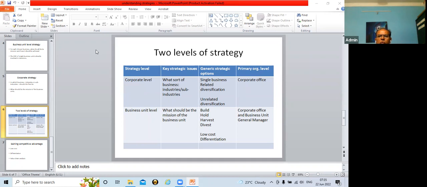There are four columns: number one, strategy level; number two, key strategic issues; number three, the generic strategic option; and number four, primary organization level. Now, under strategy level, corporate level and business unit level are mentioned. Now, the key strategic issue in respect of corporate: what is it?